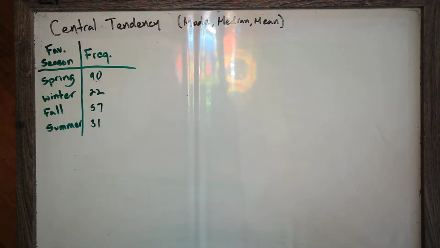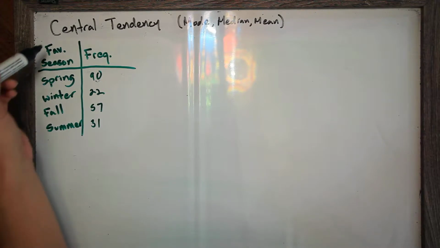Okay, so this video is going to talk about measures of central tendency for nominal, ordinal, and interval ratio data using frequency tables, cumulative percentages, cumulative frequencies, and also for lists of raw data.